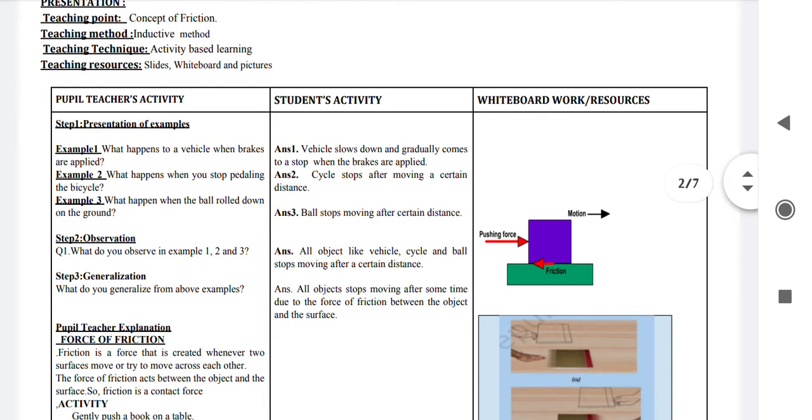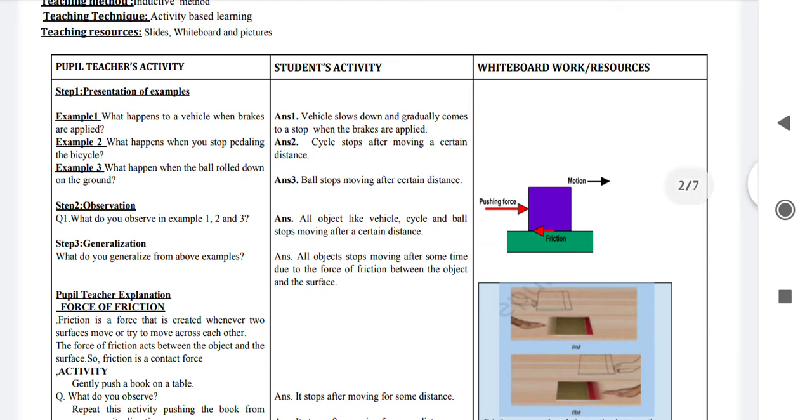So in inductive method we proceed from examples to rule. So in this we have to present examples first. Step 1 is presentation of examples. Then step 2 is observation. First we have to give examples, 3 examples. Then from those 3 examples, a common conclusion should be drawn at the end.